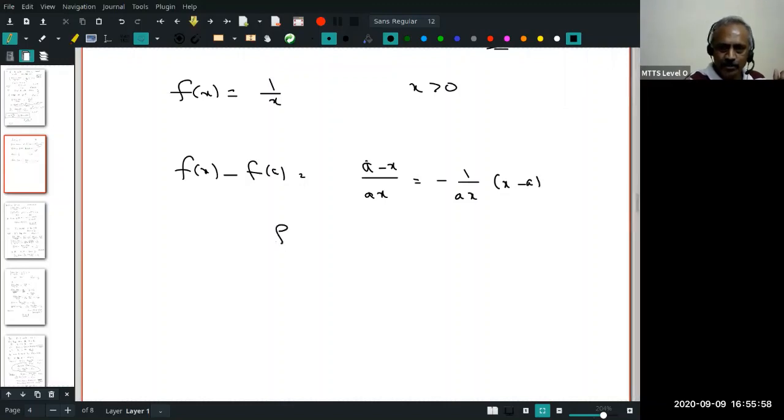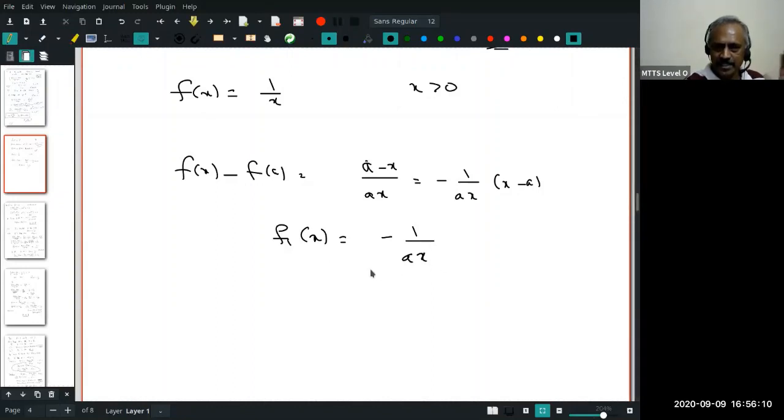Therefore, what is my f1 of x here? f x minus f a is something into x minus a. Therefore, I can take f1 of x to be minus 1 by a x. You remember, a is a fixed number, x is a variable, but all are positive. Therefore, this function is continuous on all of positive real numbers, in particular at a. Therefore, what is the value of f1 at a? That is minus 1 by a square. How many of you appreciate what I have done?